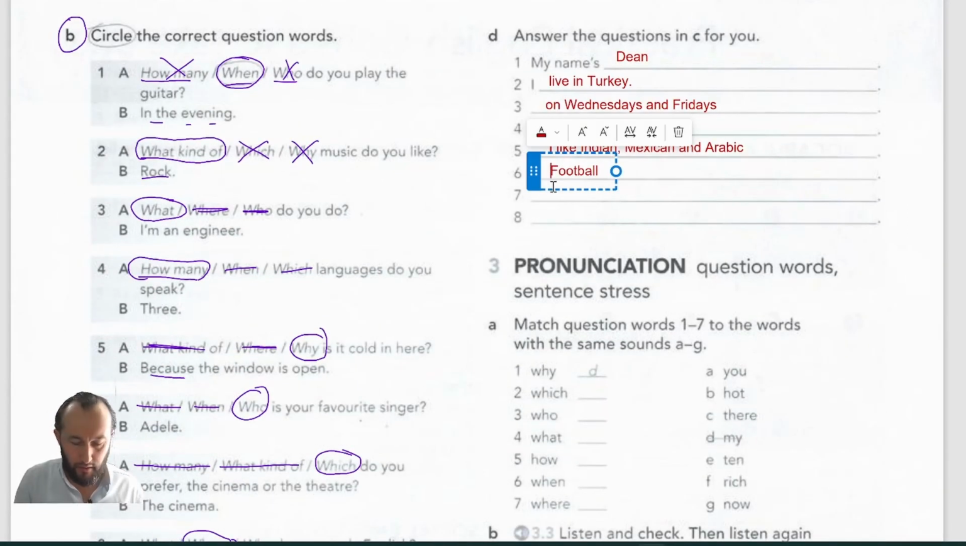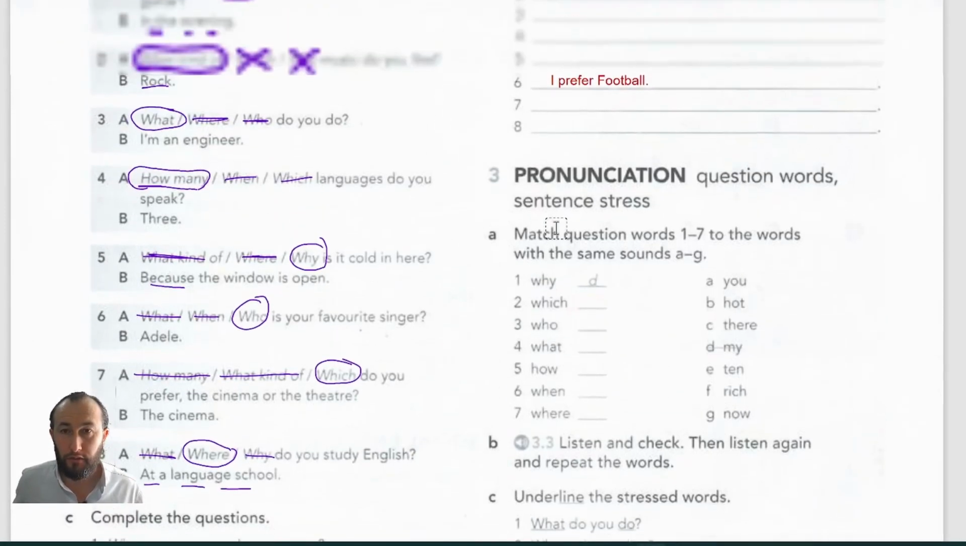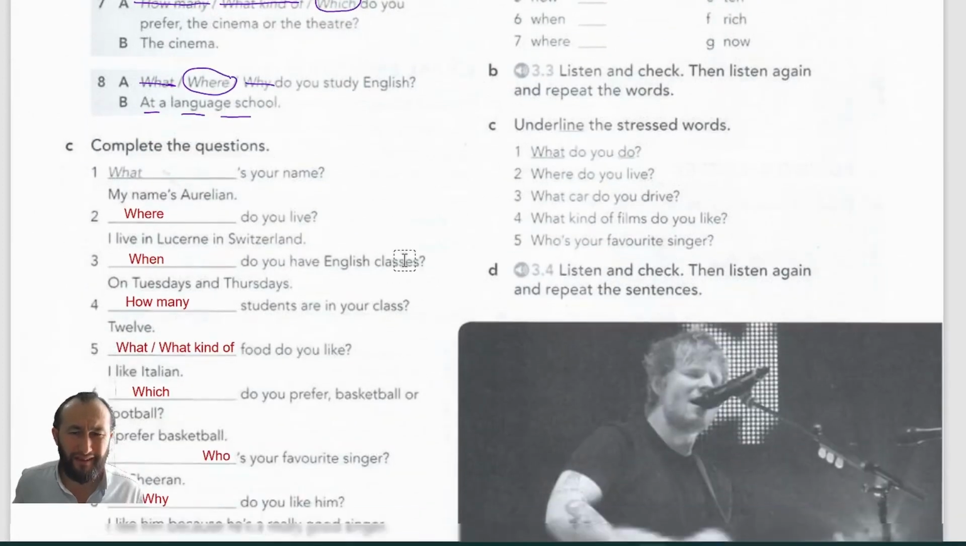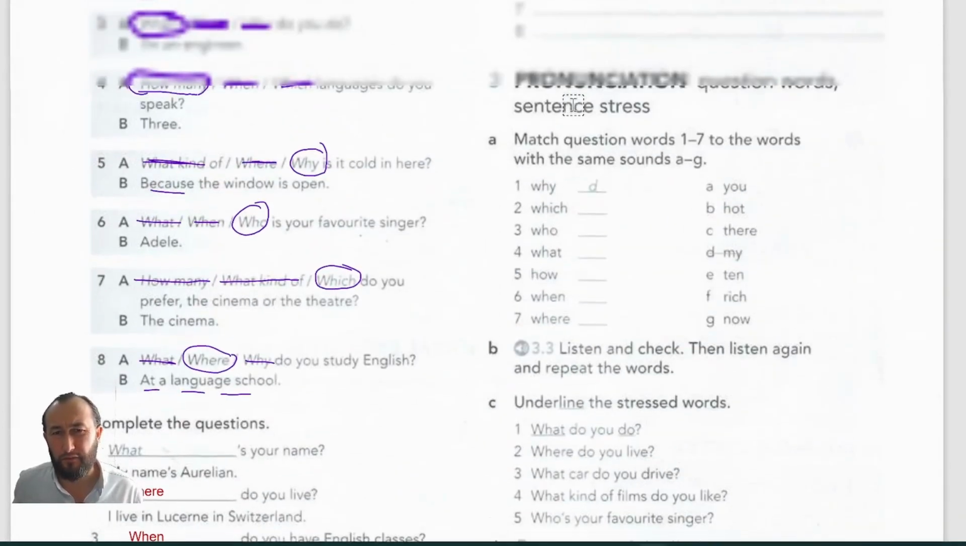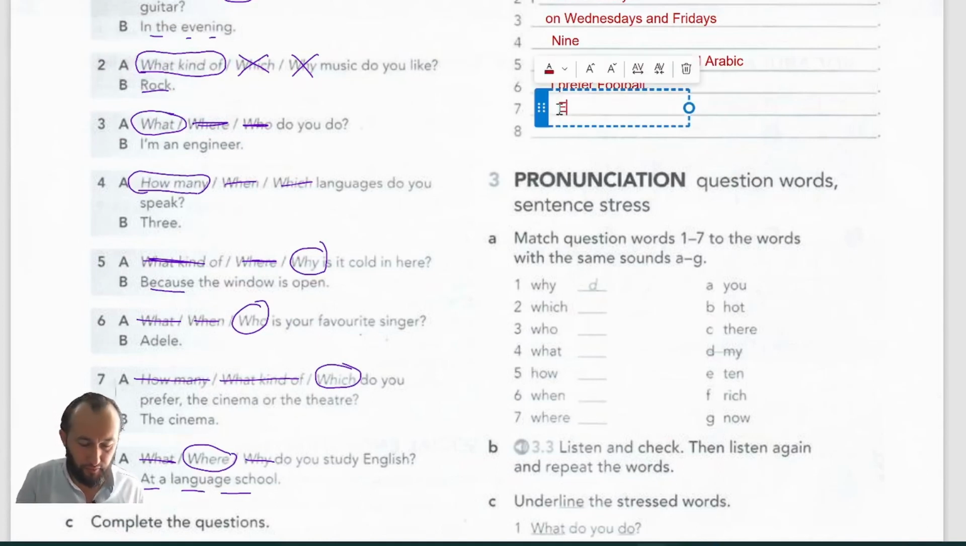So let's make it: I prefer football. And full stop. Who is your favorite singer? Okay, that's a good question. I don't listen to music a lot. I listen to music, but I don't have a favorite singer. So I'm just gonna write Ed Sheeran. No problem for me.